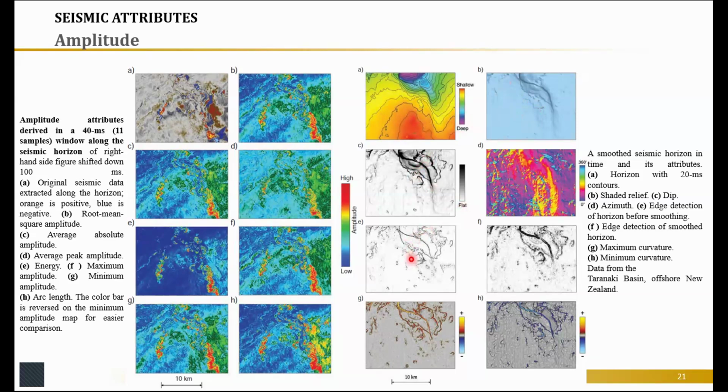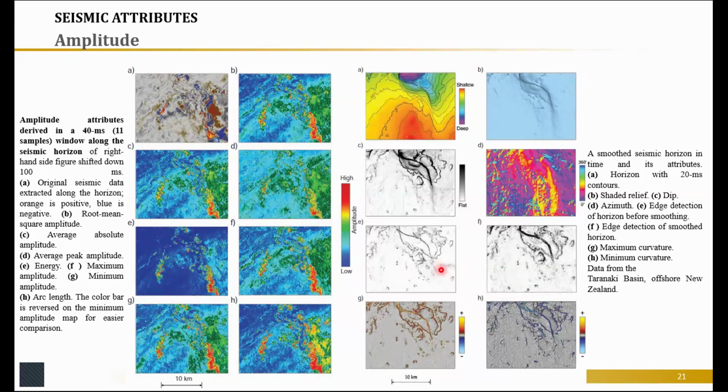And then here we have the edge detection attribute also, using the unsmoothed horizon, and this is the smoothed horizon. So you also need to take care when you have smoothed and unsmoothed horizons. This figure, highlighted by the laser pointer, is using the unsmoothed horizon, and that one is using the smoothed horizon. You can see some of the features become not clear, like this feature you see here. So maybe we have some faults here.